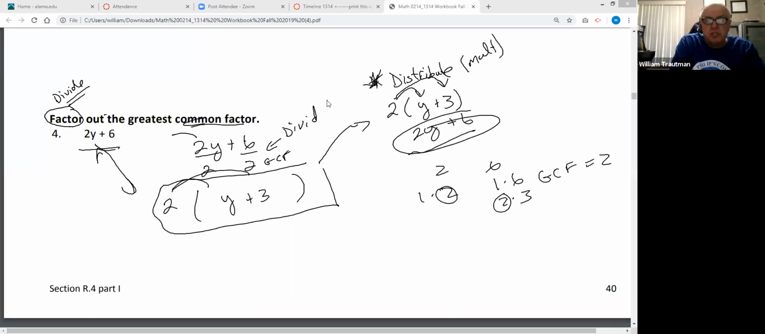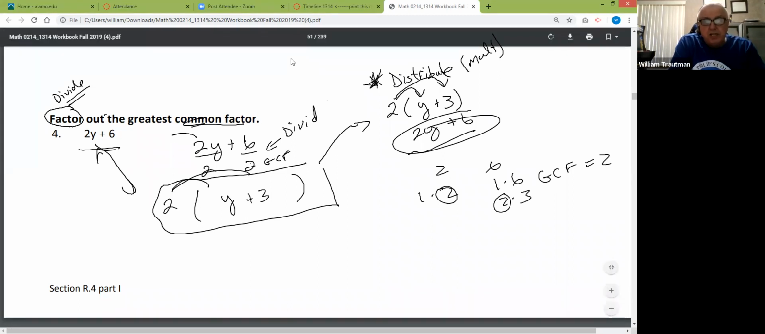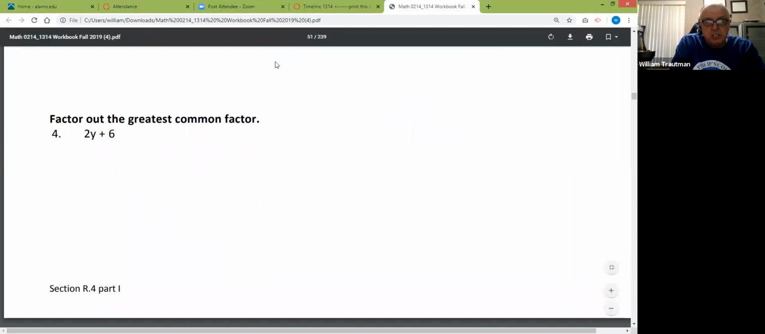So that's factoring out the GCF. And we're going to do quite a bit of this in here. We're going to do quite a bit. So I just let you know.